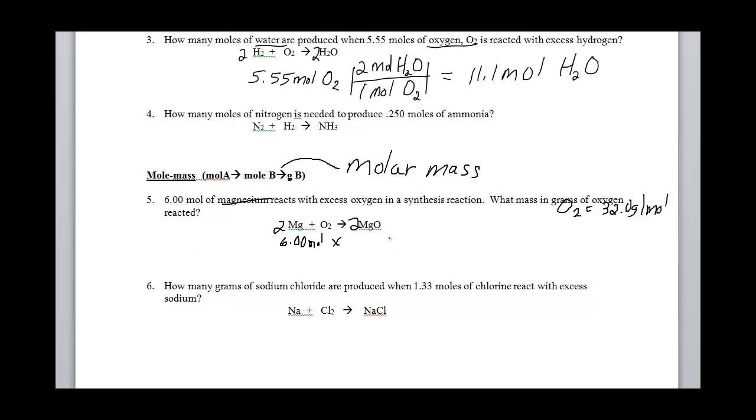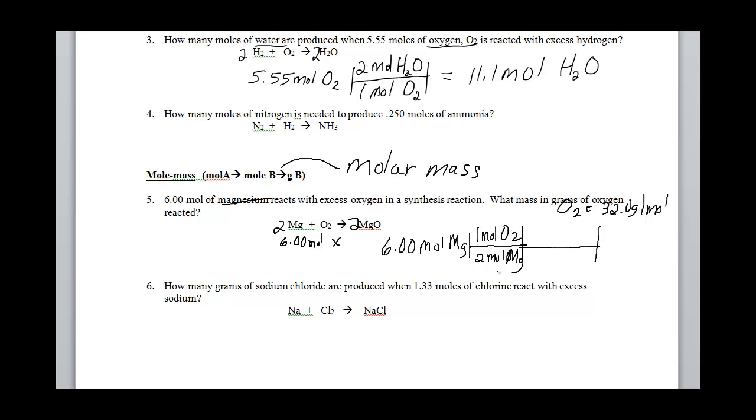Well, let's just start with what I know. I have 6 moles of magnesium. So what do I need to do? I need to figure out how many moles of oxygen from that. Well, for 1 mole of oxygen, I'll need 2 moles of magnesium. Excuse me, this isn't oxygen. This is how you can catch your mistakes. So what do? Magnesium.